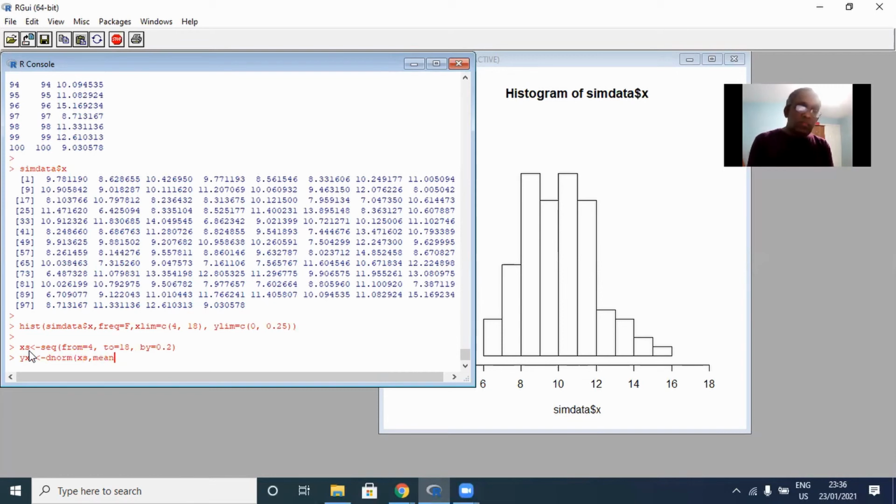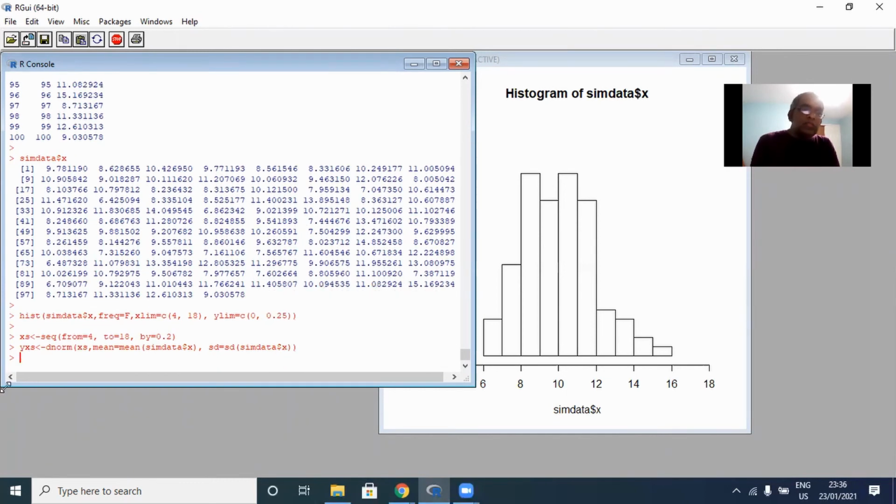Remember there are two parameters for the normal, I'm sure all of you know that. The mean parameter is estimated as the sample average, so it's basically the mean of the simulated data. And the sigma parameter is estimated as the sample standard deviation. All right, so the fitted PDF values are contained in y.xs.